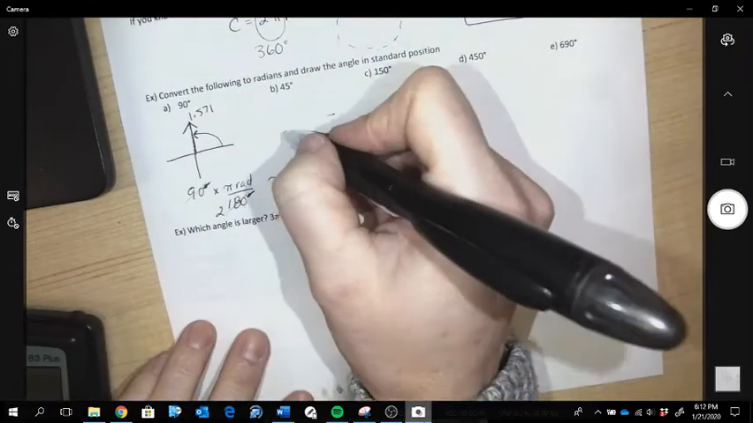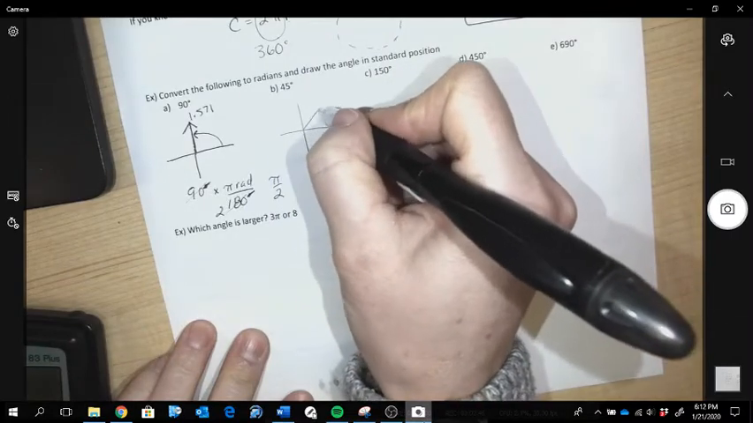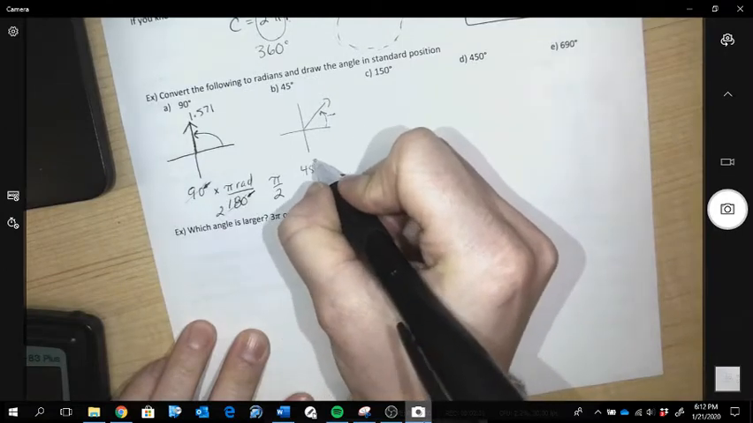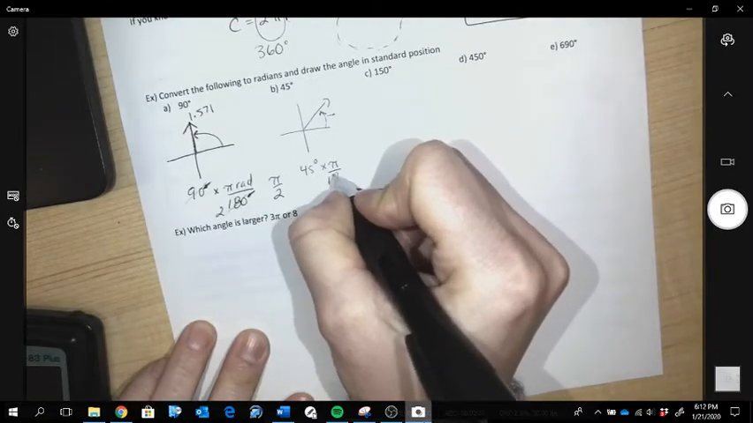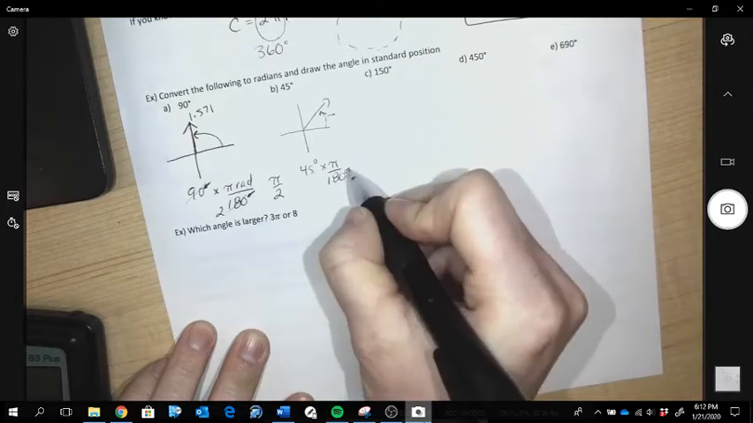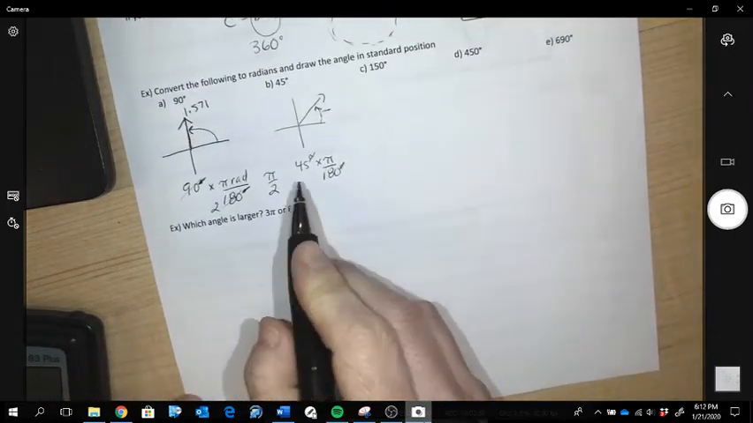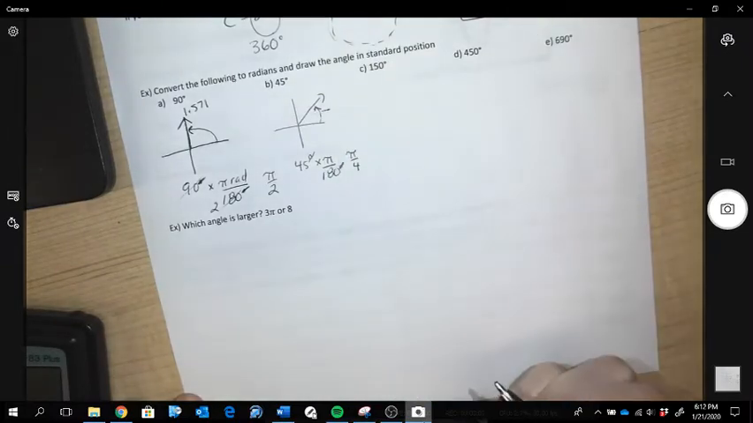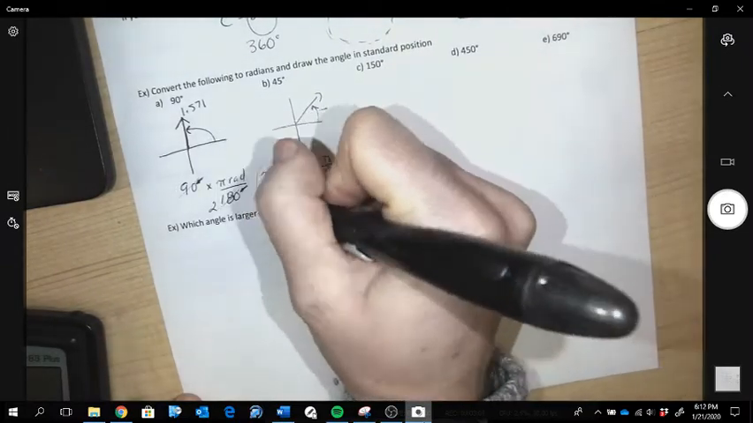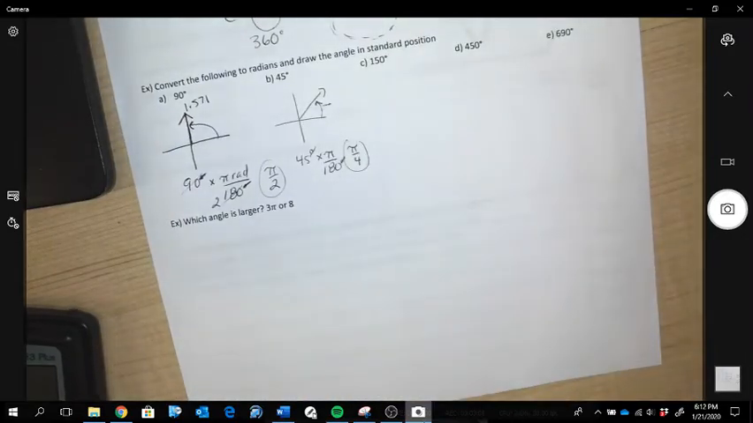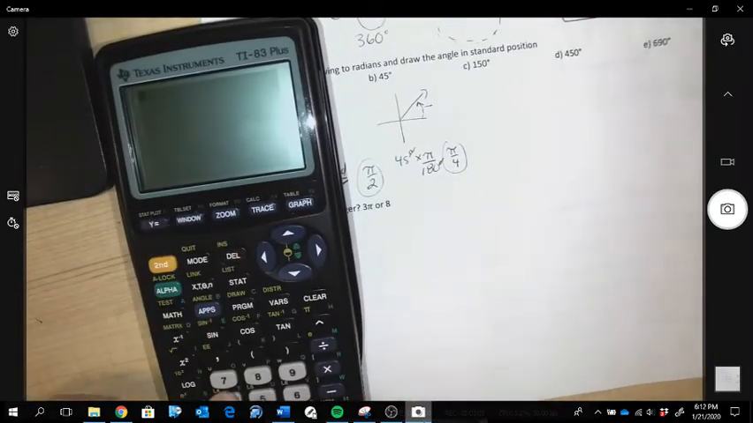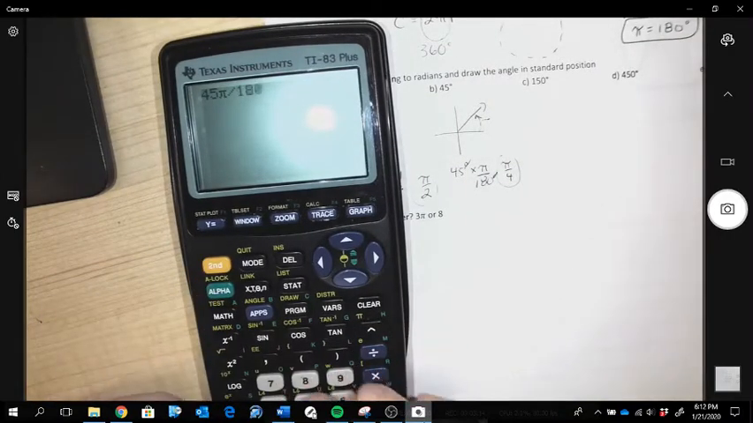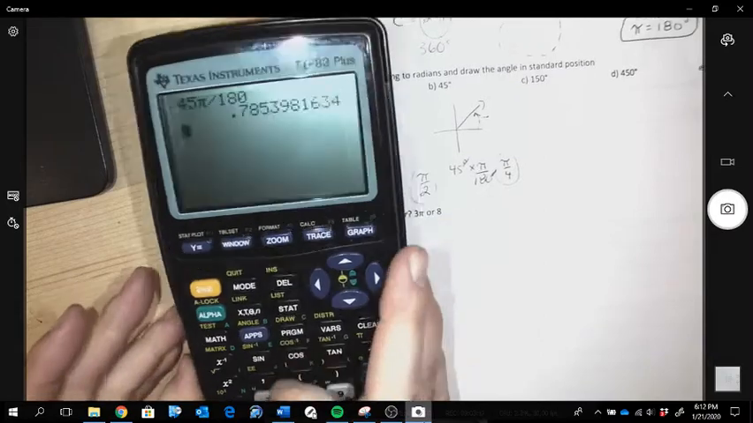We have 45 degrees, so that would land right here. So 45 degrees times pi divided by 180. So I'm going to cancel away the degrees. Okay, if you want, you could divide each by 45, which would leave you with pi over 4. So you might see it in that form, or in a decimal. So you're just doing 45 times pi divided by 180. That is 0.785.